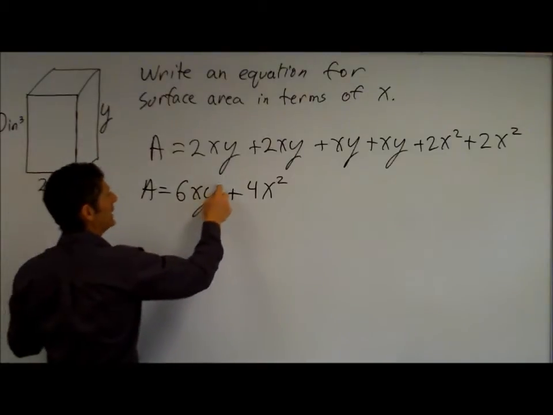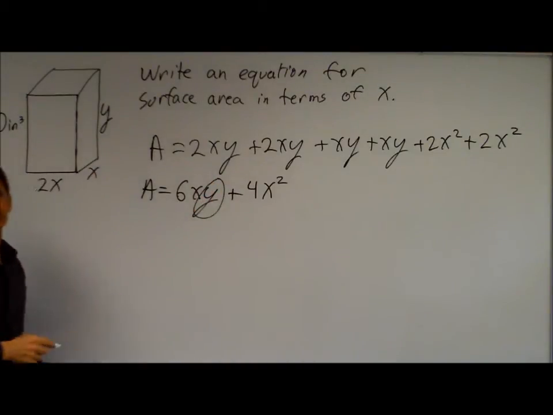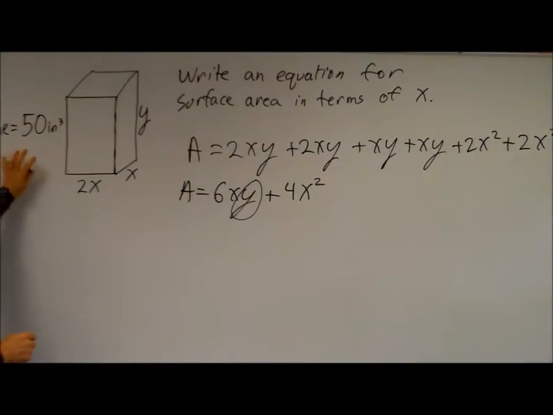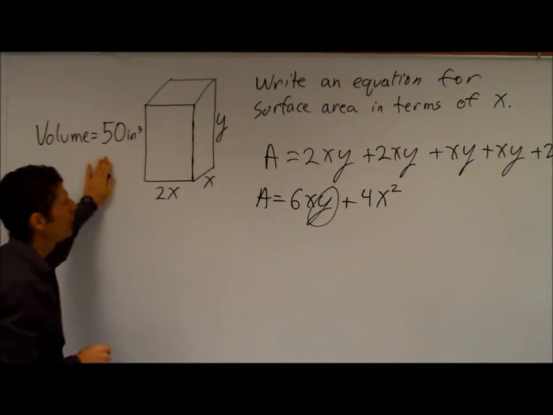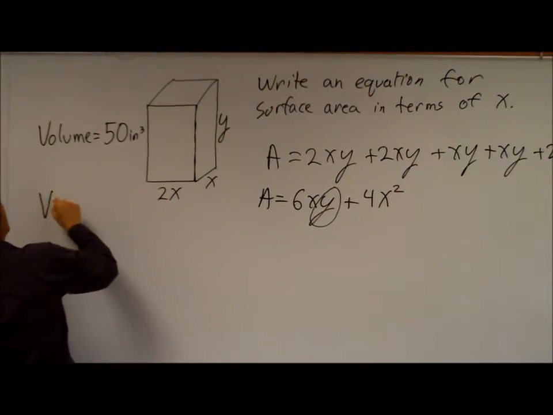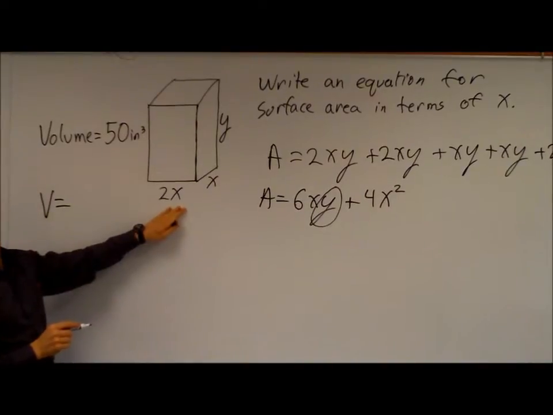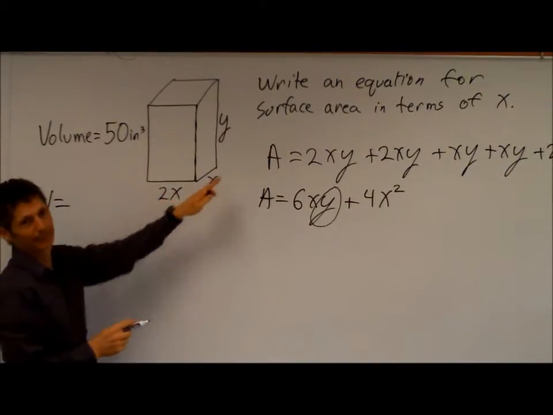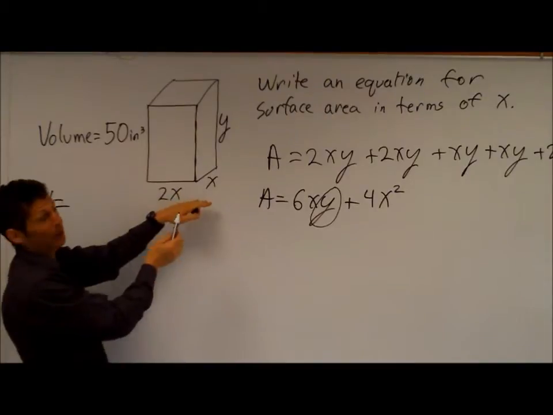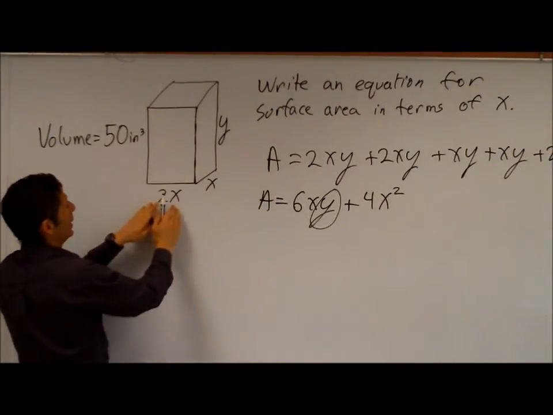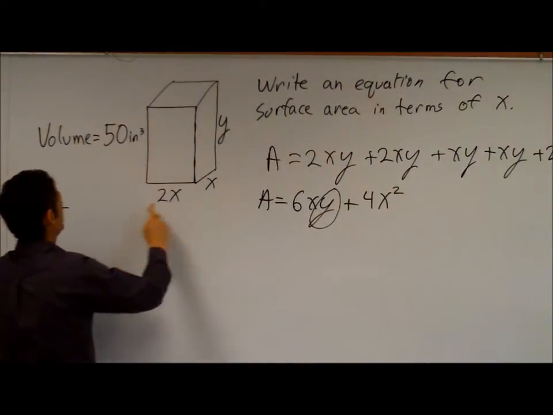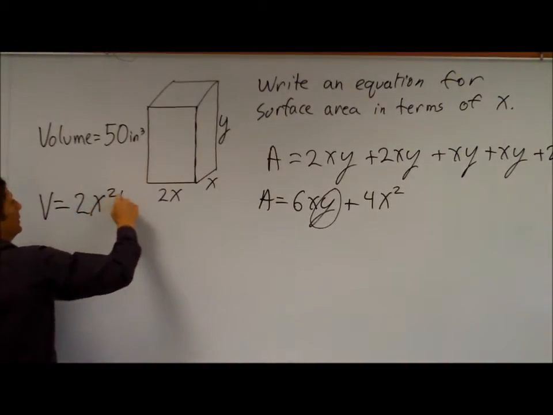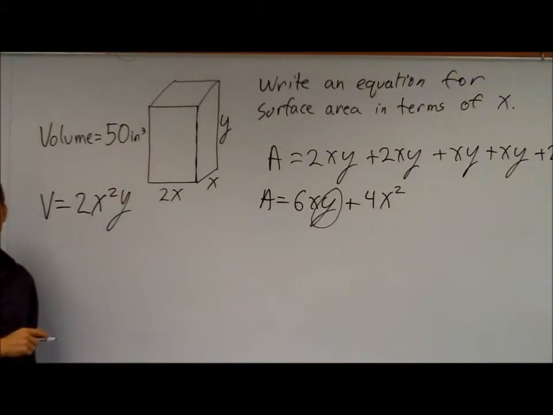So somehow I need to get rid of this y. Any other information I have here? Well, I'm going to scan this back over. Yes. I do have the volume. Well, what is the volume equation? It's length times width times height, or the area of the base times the height of it. Anyway, 2x times x times y. Let's see, that's 2x squared y. That is the volume.